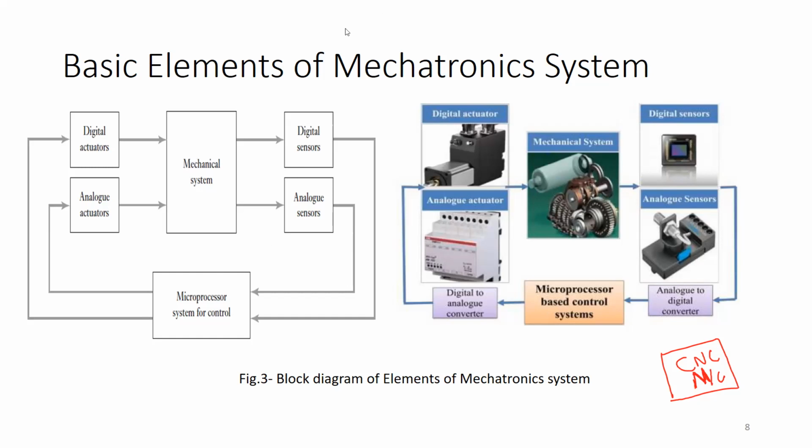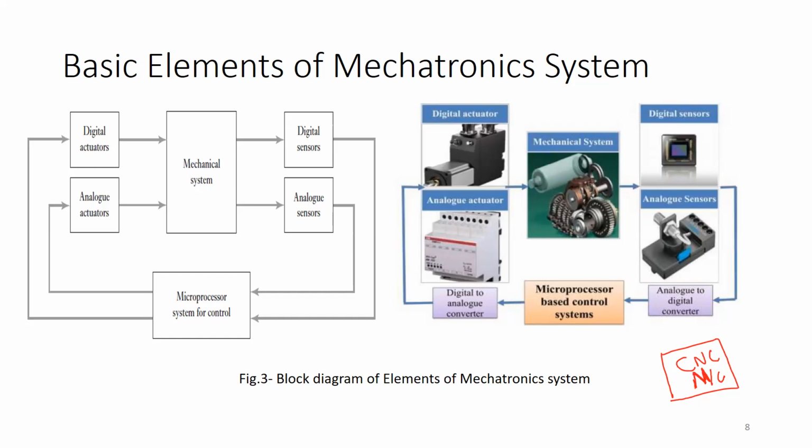Hello. So, continuing with basic elements of mechatronic system. A simple CNC machine comprises of a workpiece and a tool. In a turning process, the tool is fixed and the workpiece is rotating at very high speed. In a milling process, the workpiece is stationary and the tool is moving at very high speed. So this is what is happening.